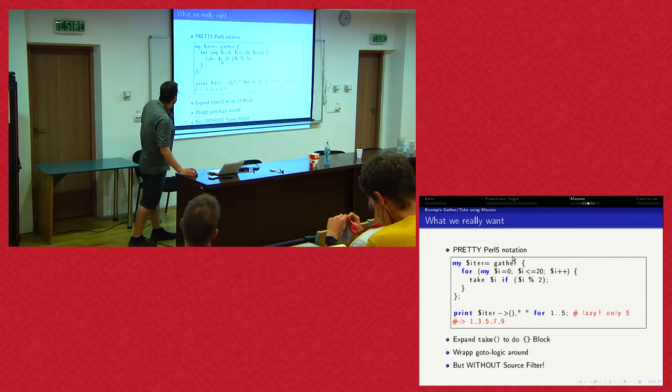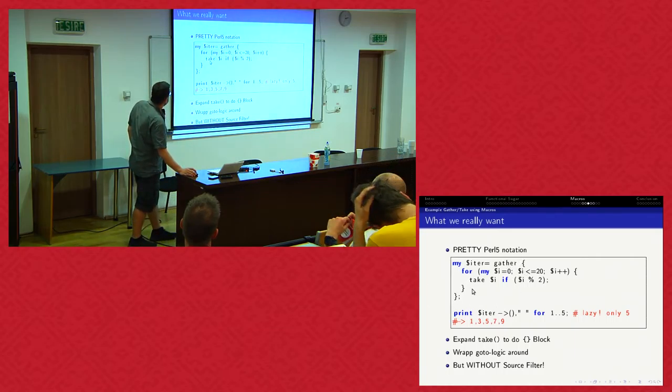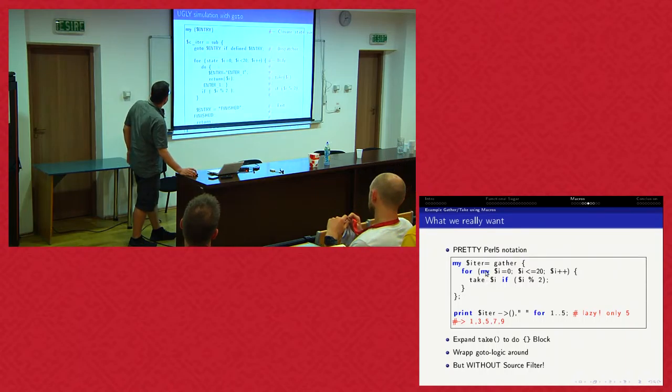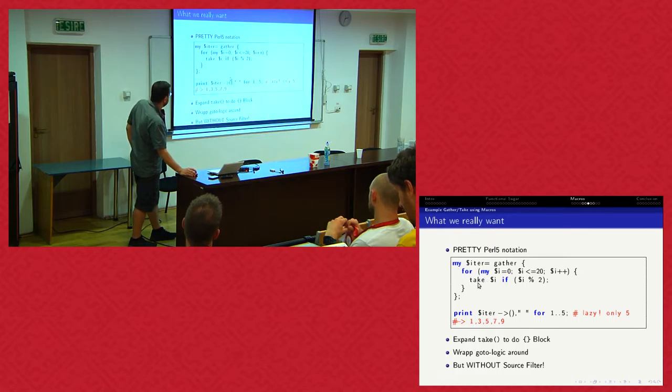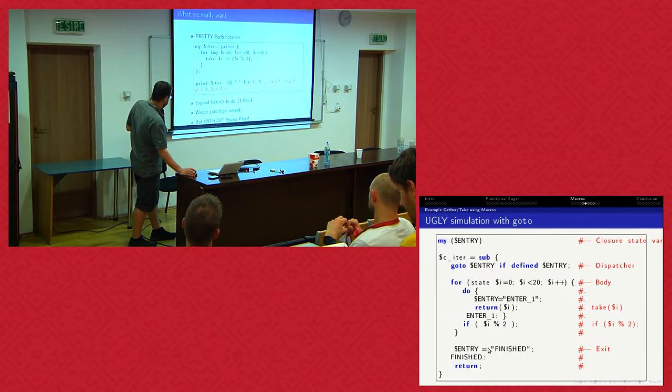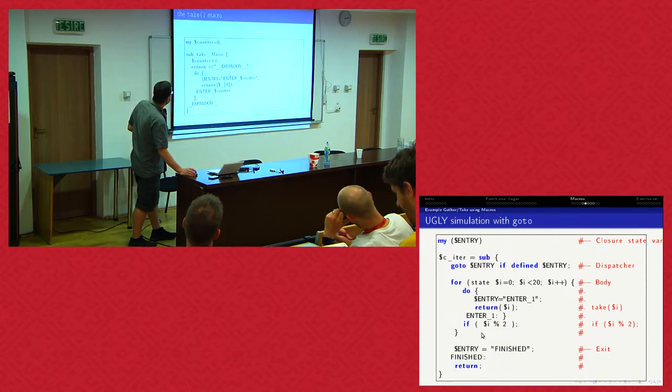What we do is this has to be a macro which is expanded. We have to wrap the GoTo logic, this part and this part around it, and we have to replace the take part with this part. This is how macros work, and this without source filter. So this is how it looks like.